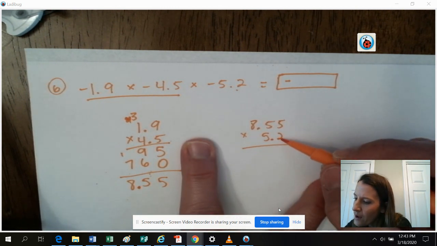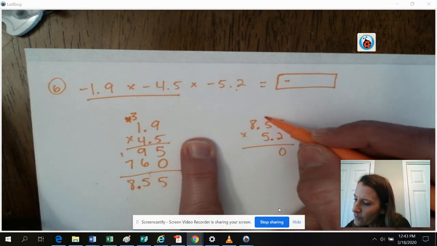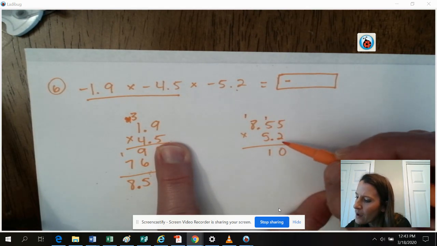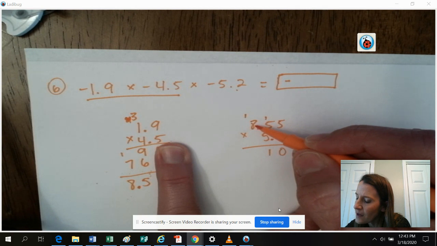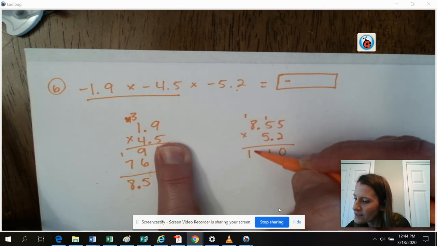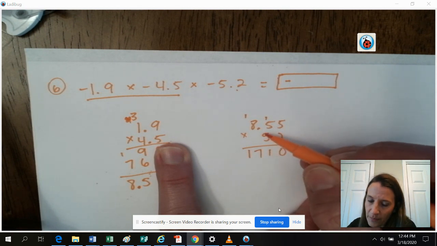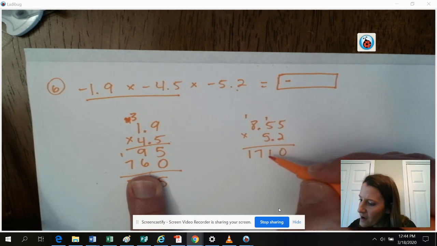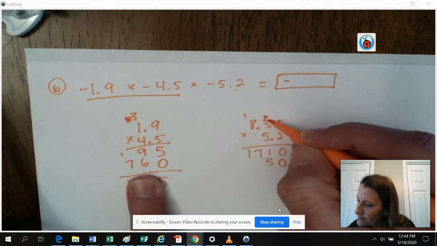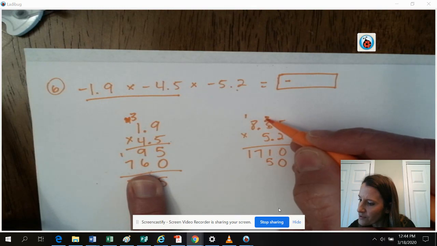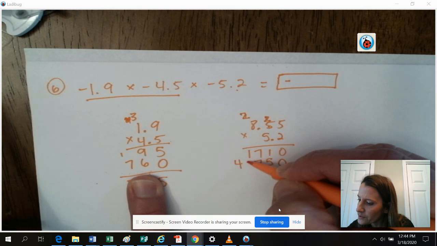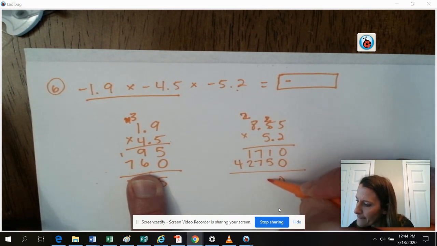So let's multiply. 2 times 5 is 10, carry my 1. 2 times 5 is 10 plus 1 is 11, carry my 1. 5 times 2 is 8. 2 times 8 is 16, plus 1 is 17. Now we are moving a place value, so we need to account for that. 5 times 5 is 25. 5 times 5 is 25, plus 2 is 27. And 5 times 8 is 40, plus 2 would be 42. Add it up.